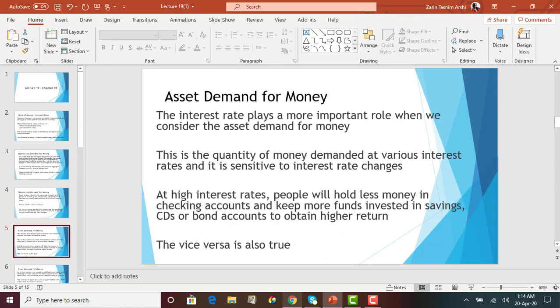Then we come on to the next one, the asset demand for money. So this is basically the money that we need in order to buy future assets, whether that is cars, homes, an investment in a business, or other types of stocks or bonds. Okay, so the money that we demand in order to buy a home, a car, or other types of assets is called the asset demand for money. And for this type of demand for money, interest rate plays a very important role, right?